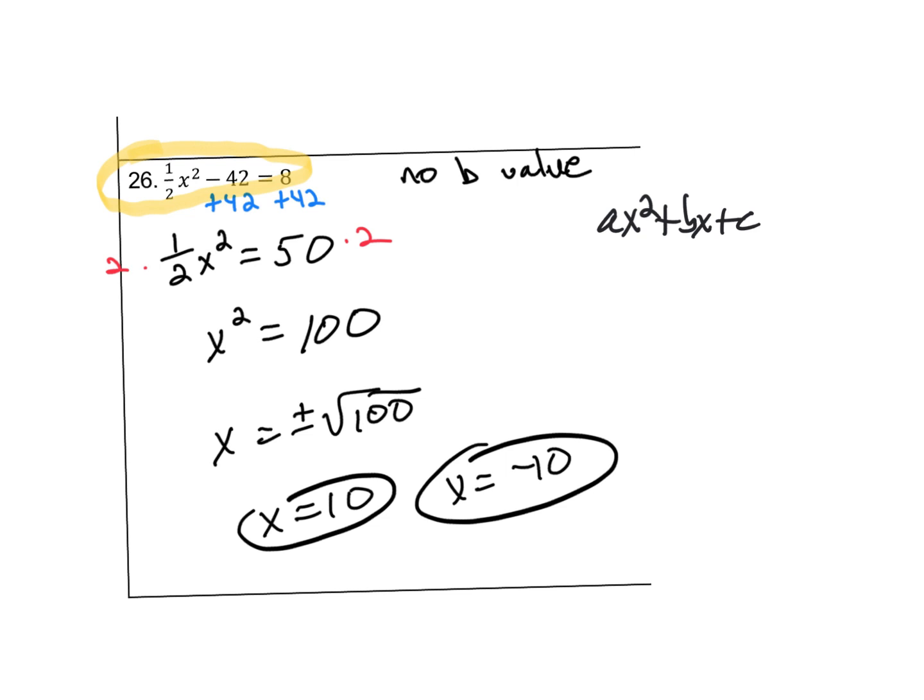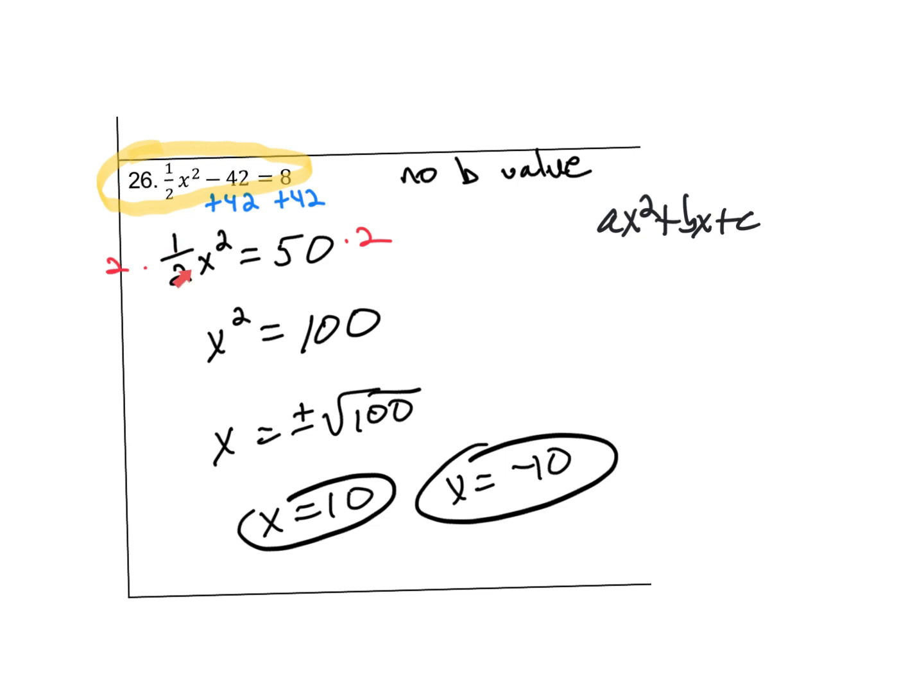So when you don't have a b, you can basically usually just set it up as an equation and solve it by completing the square, okay? Or it could possibly be a perfect square. So we have 1/2 x squared minus 42 equals 8. So I'm just going to add 42 to the left side to cancel the minus 42. So I have to add 42 to the right, and 42 plus 8 is 50. So now I have this equation, 1/2 x squared equals 50.